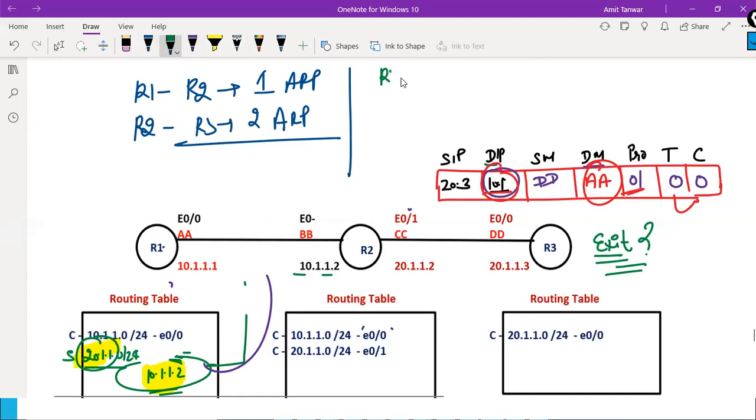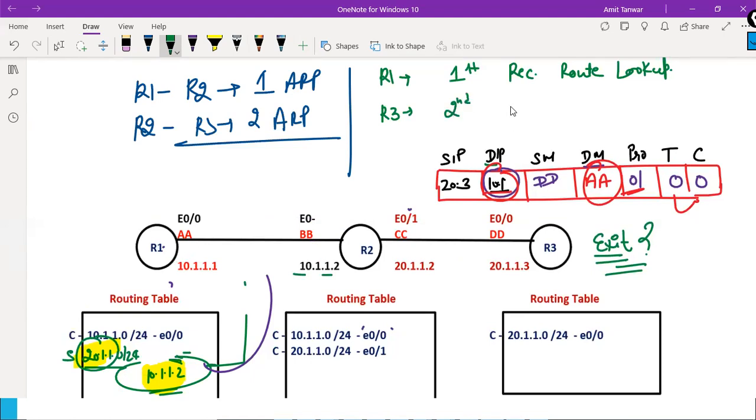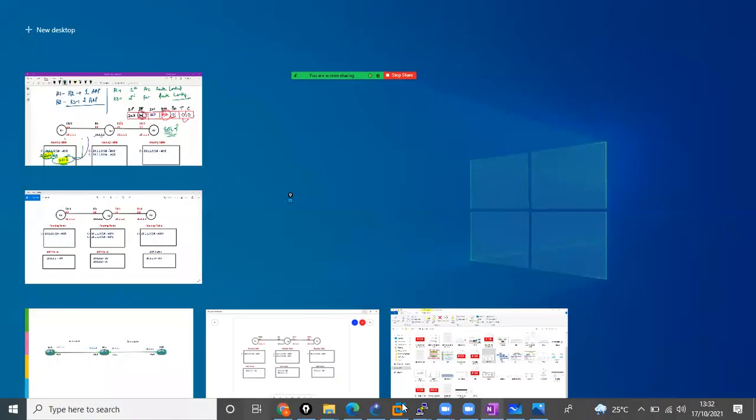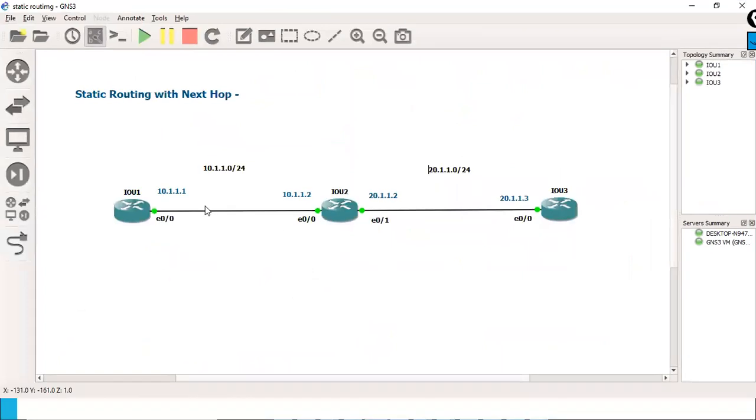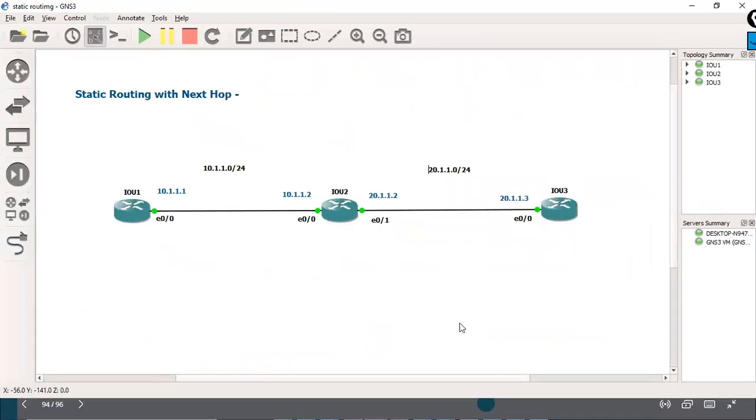Then recursive lookup. There will be 2 lookups. The first recursive route lookup is on R1, and the second recursive route lookup is on R3. Got it? So this is all about static routing with next hop. So this is the lab case.